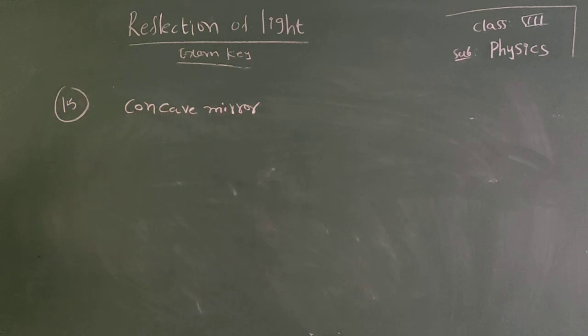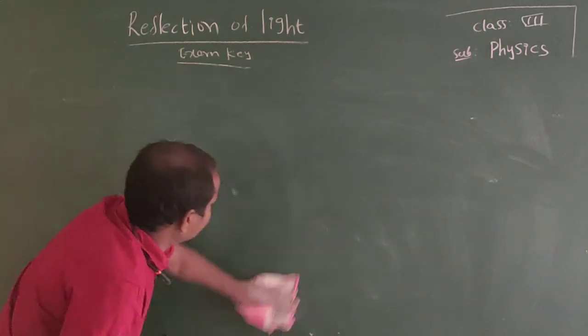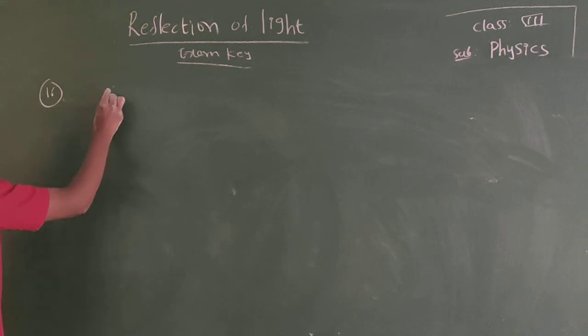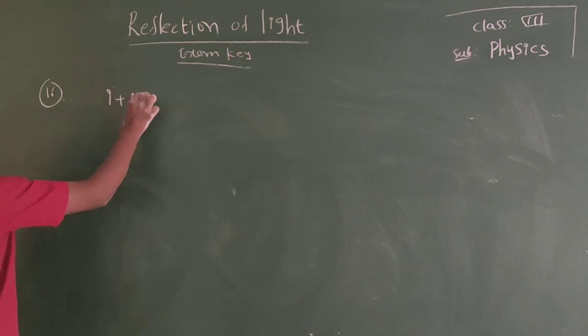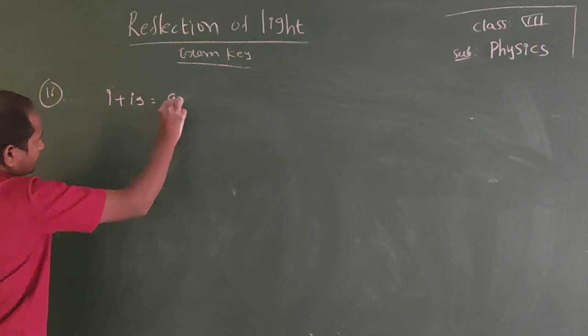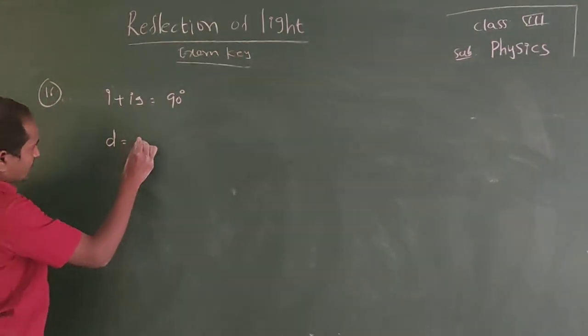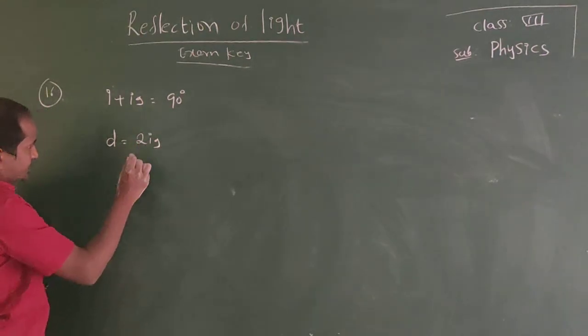The angle of deviation after reflection of a light ray is d. This is the 16th one. Then find the angle of incidence, angle of reflection, and angle of glancing. Here I plus Iz is equal to 90 degrees. Okay, and here angle of deviation equal to d equal to 2iz.